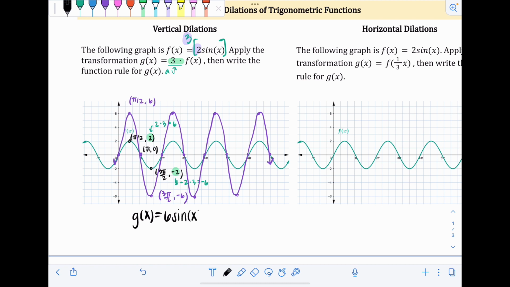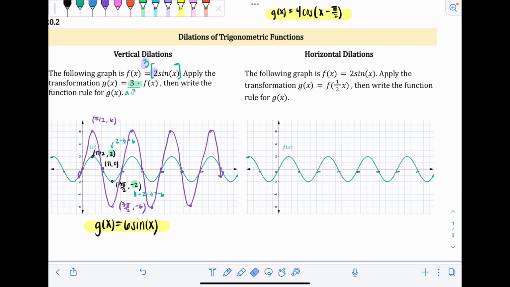And if you think about this from a whole unit visual, when we have a 6 out in front, that means our amplitude is 6. And if we look back at our graph, our midline is y equals 0, and the amplitude up to the maximum or down to the minimum is 6 as well. So it's all full circle and connected.